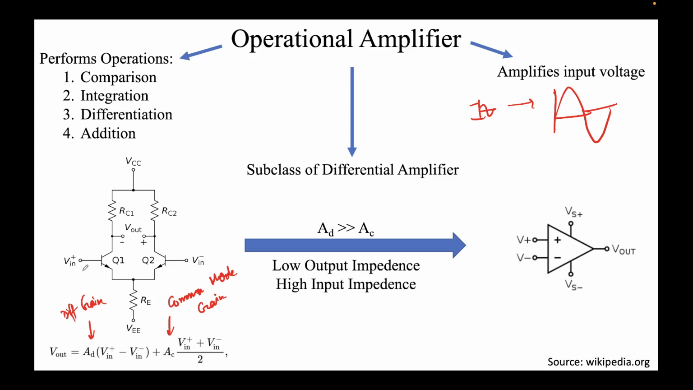For instance, if let's say you provide V in plus as plus 1 volt and V in minus also as plus 1 volt. So what happens is that this term will vanish, the first term you're seeing, V in plus minus V in minus. So output voltage will be dependent on common mode gain, and this will be 1 plus 1 divided by 2. So this will also come out to be 1. Correct? So whatever output voltage you are getting will be mathematically equal to whatever the value of AC is. So that's how we obtain common mode gain.